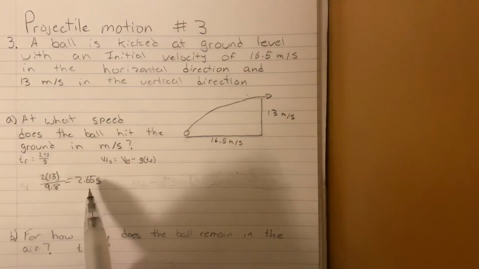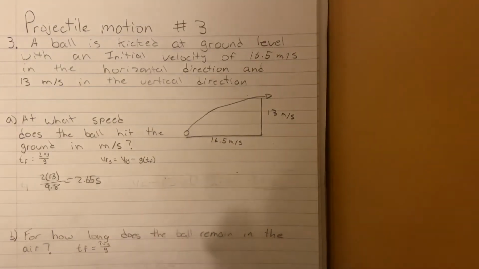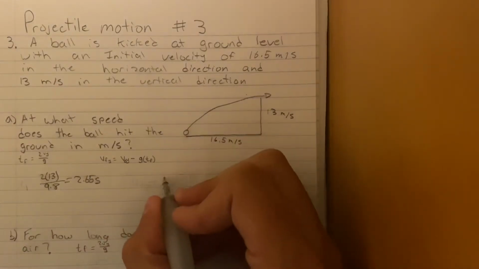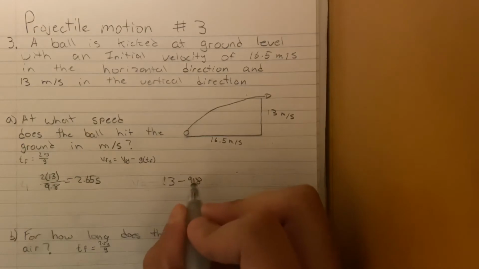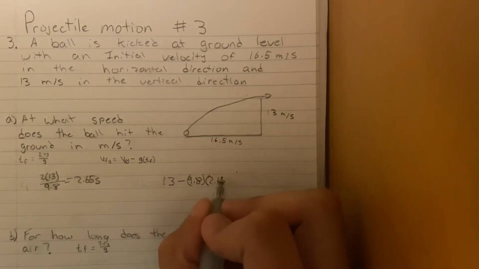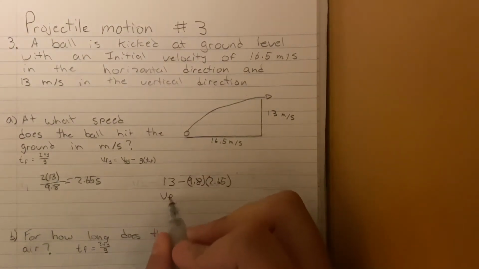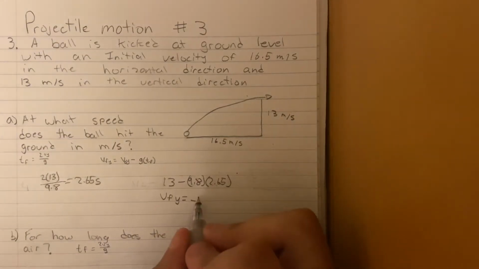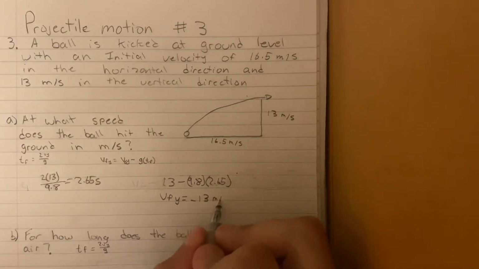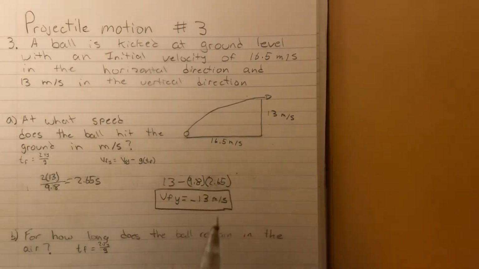Now that we have the total time that the ball is in the air, we can plug this into our final velocity in the y direction, which takes our initial velocity in the y direction minus 9.8 times 2.65. When doing this, our final velocity in y ends up coming out to be negative 13 meters per second. So that is the speed at which the ball hits the ground.